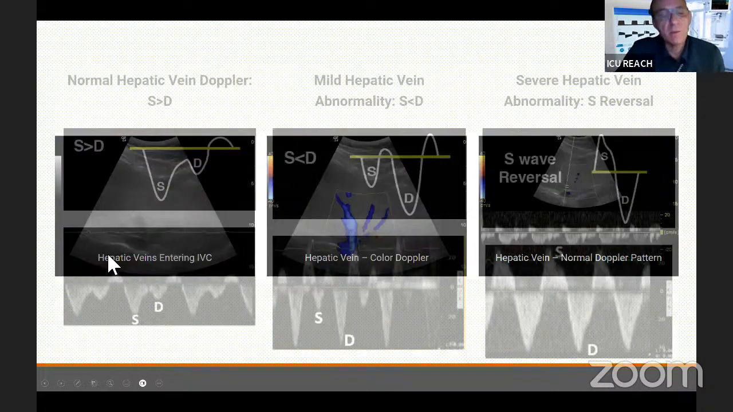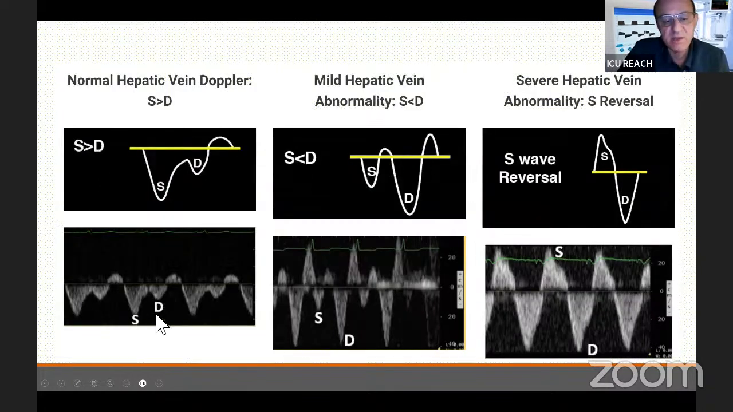And what you see with abnormalities, this is normal. S wave is higher than the D. You can see here the S wave is lower than the D. And then when it is reversed, it indicates severe problem.